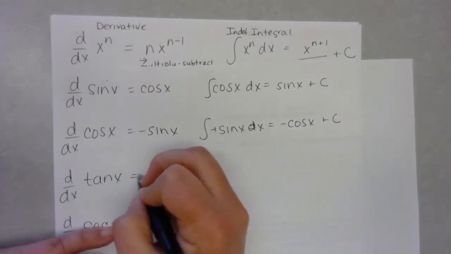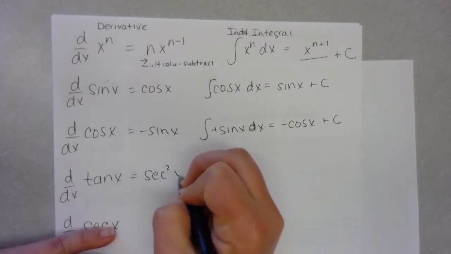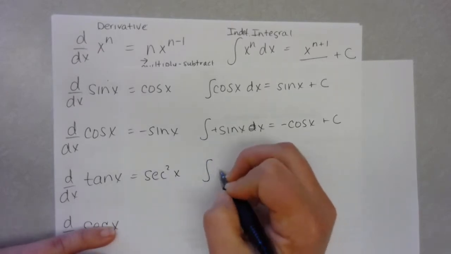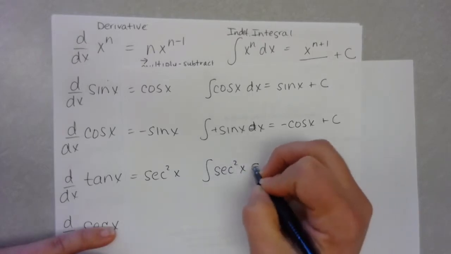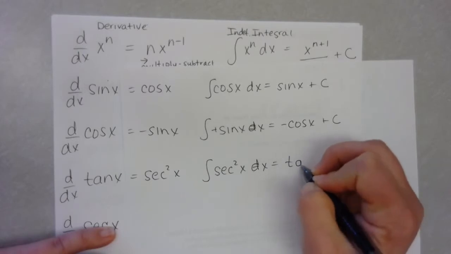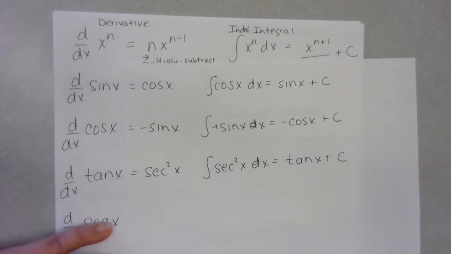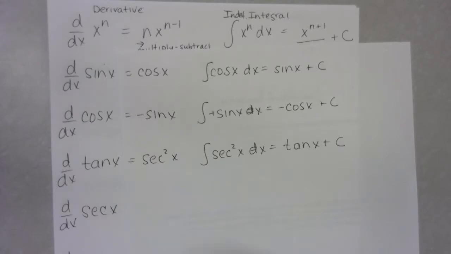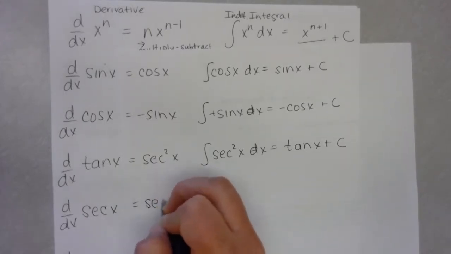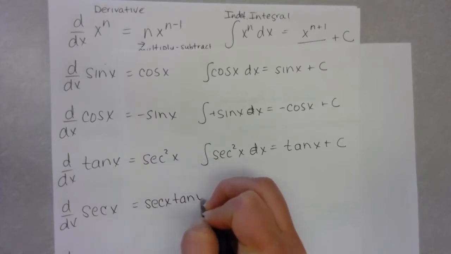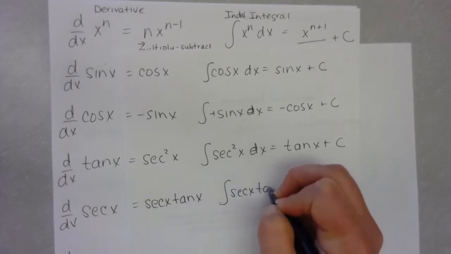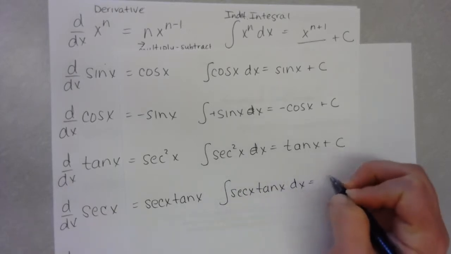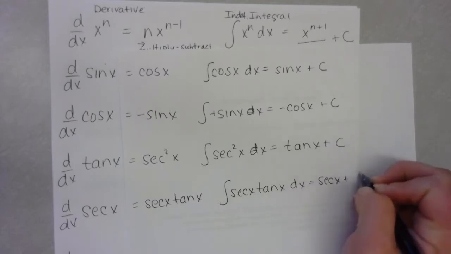We know that the derivative of tangent is secant squared x, which indicates to me that the antiderivative of secant squared x is equal to tangent of x plus c. Got to know those rules for our trig functions. So the derivative of secant is secant x tangent x. So that means that the antiderivative of secant x tangent x is equal to secant of x plus our constant.